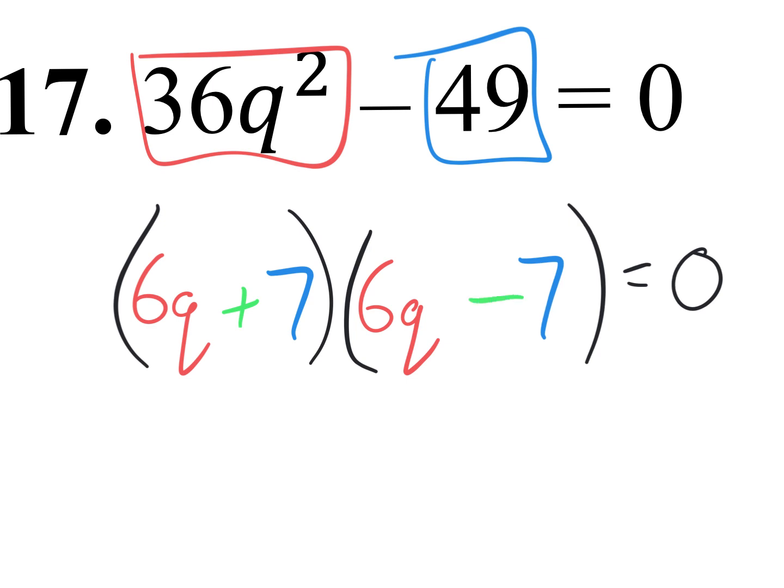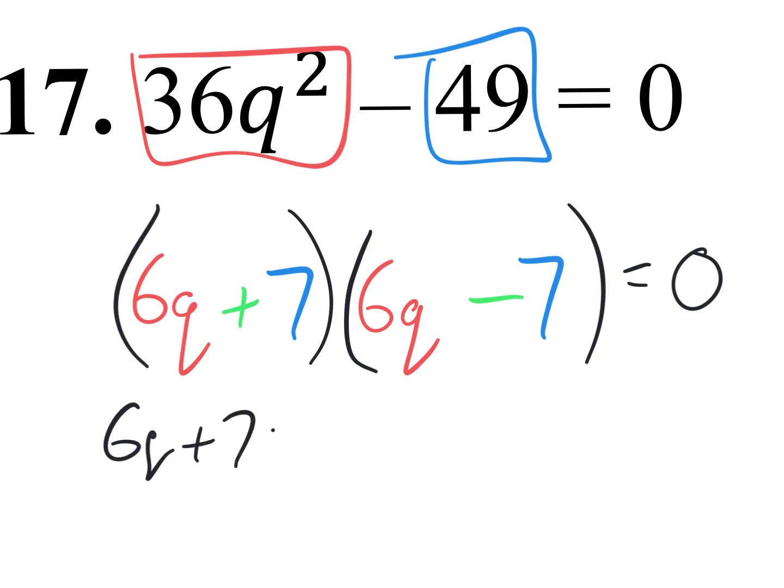And again, why do they have to be different signs? Because that's the only way. A positive 7 times a negative 7 will give you a negative 49. If they were both positive, that would give you a positive 49. If they were both negative, it would give you a positive 49. So the signs have to be different. Anyway, once you have it in factored form, you could split them and solve.